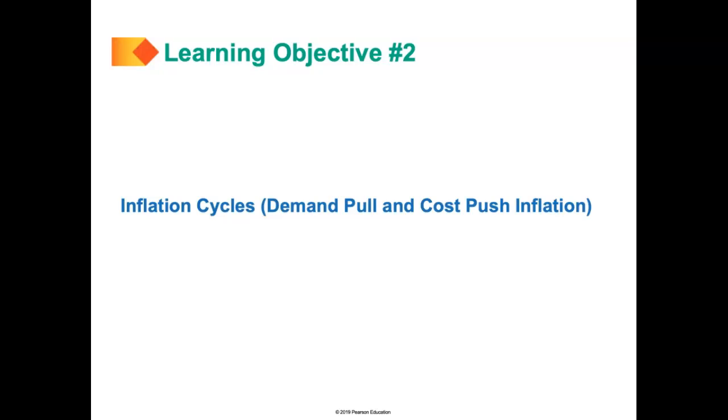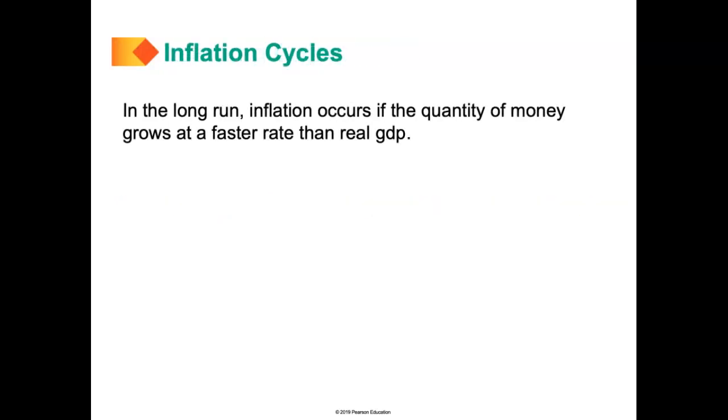Already in chapter 5 we did talk about the quantity theory of money, right? And I said the quantity theory of money is one of my favorite theories. But the quantity theory of money basically explains inflation in the long run. So we know as economists that in the long run inflation only happens if the quantity of money generally tends to grow at a faster rate than real GDP. This is due to the quantity theory of money equation.